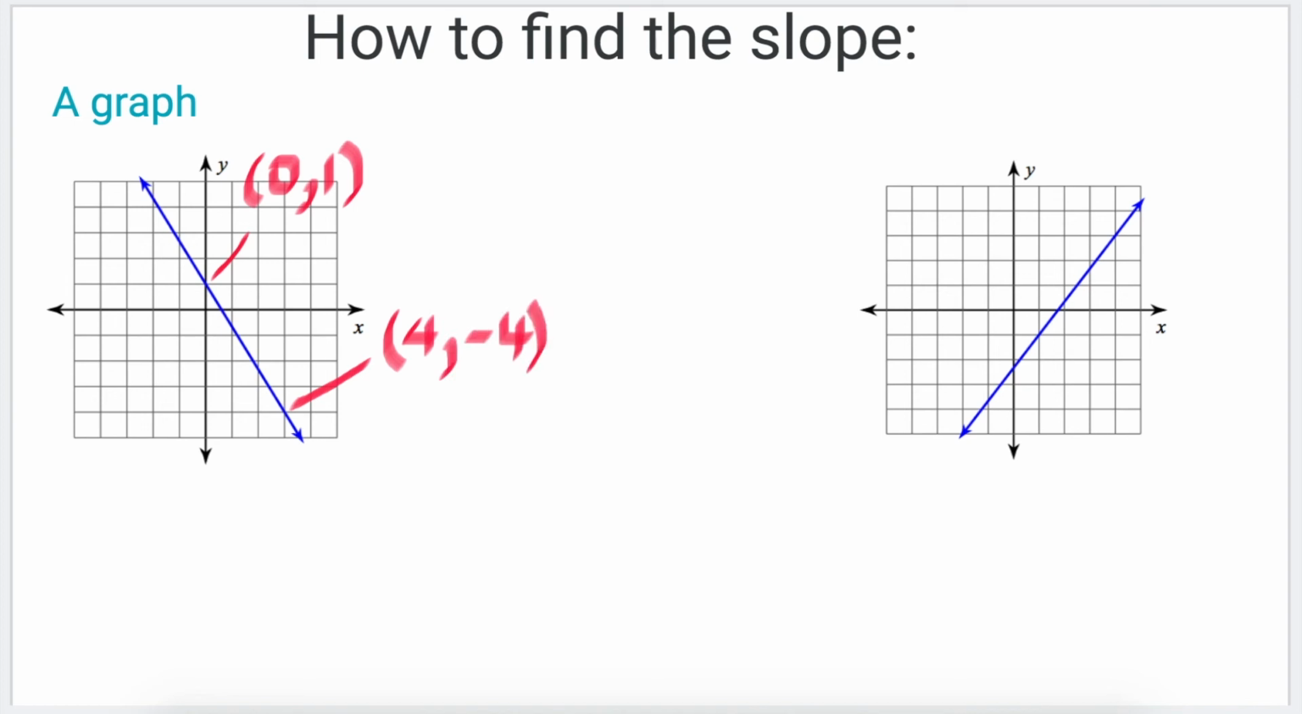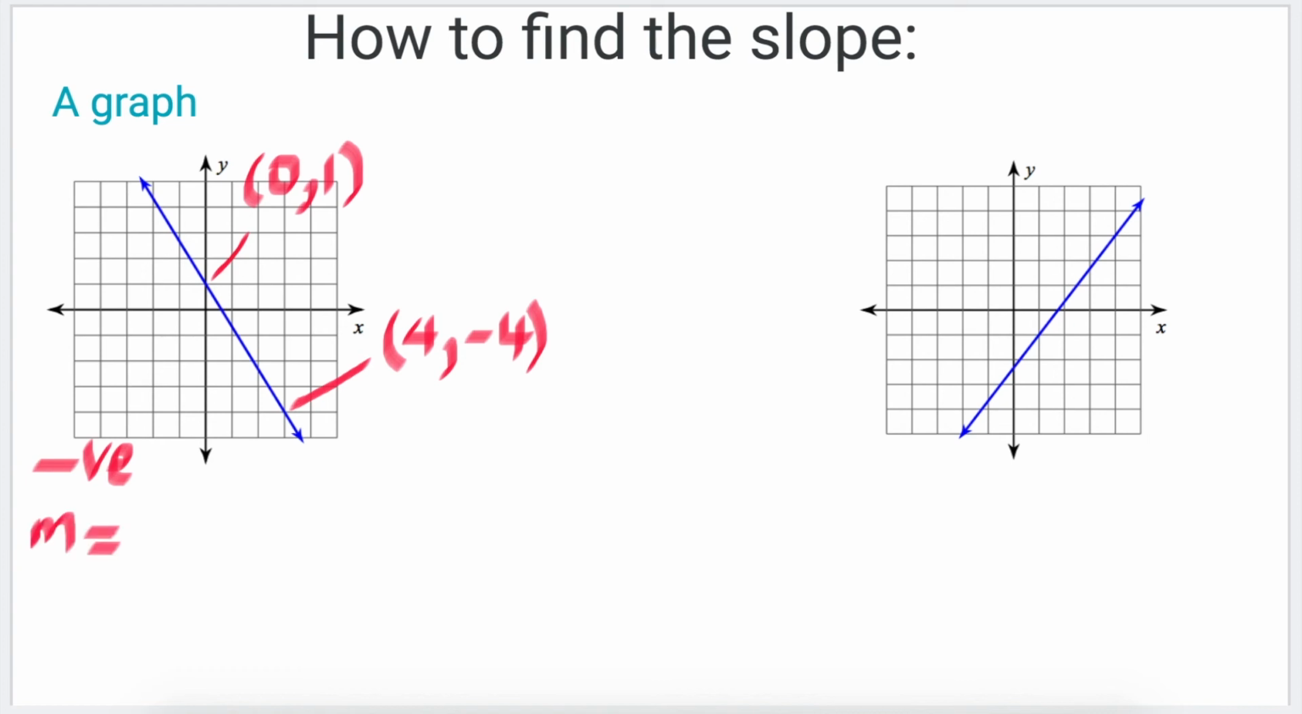Now that we have our 2 points, now we need to figure out what type of slope this is. This line here is decreasing from left to right. That means this is a negative slope. In our final answer, we should get a negative slope. So let's go ahead and calculate the slope.